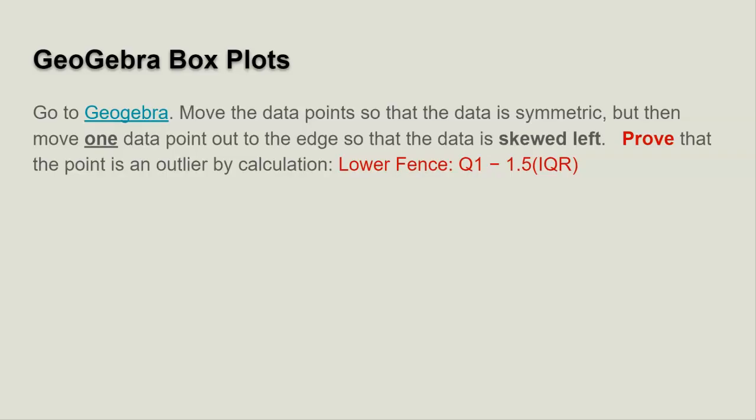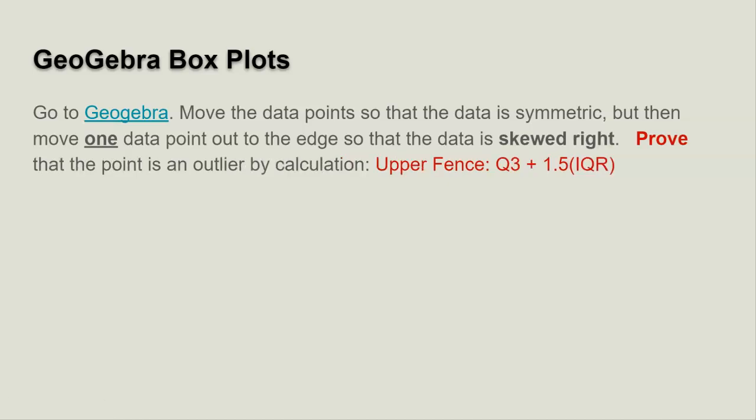So this is our last activity for this lesson, GeoGebra box plots. They will go to GeoGebra and move the data around to make the graph symmetric, and then they're going to create an outlier and prove that it is an outlier by calculation. They have to do this twice, one with a lower fence and one with an upper fence. So let's take a look at GeoGebra.